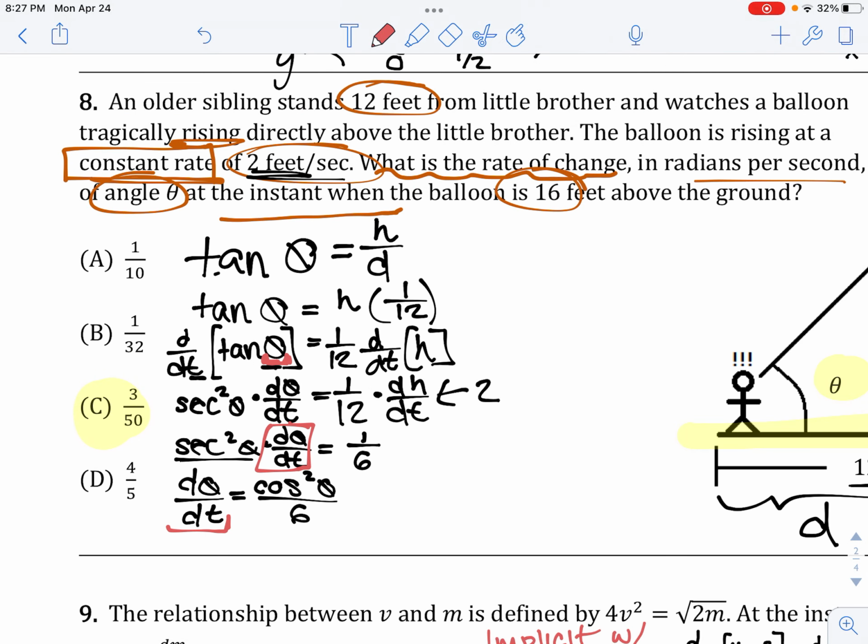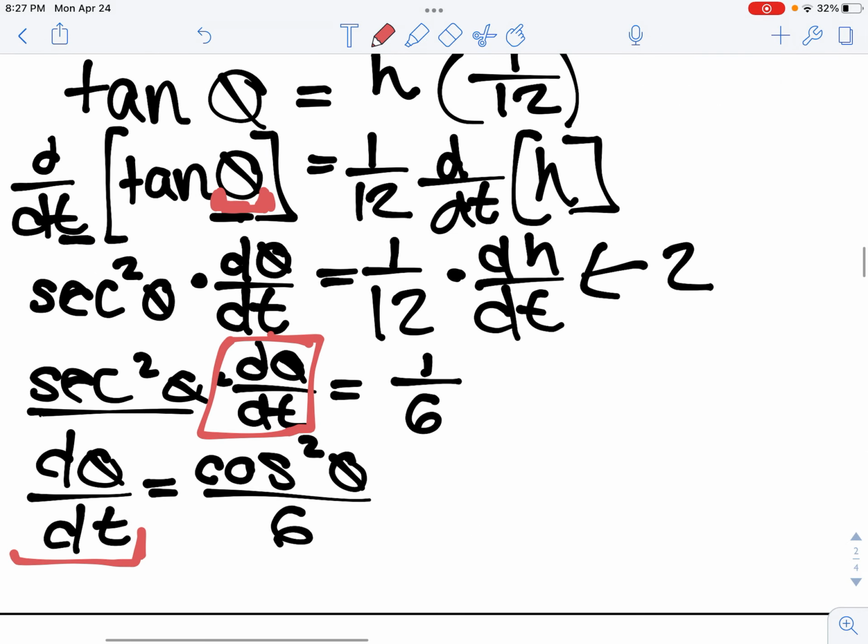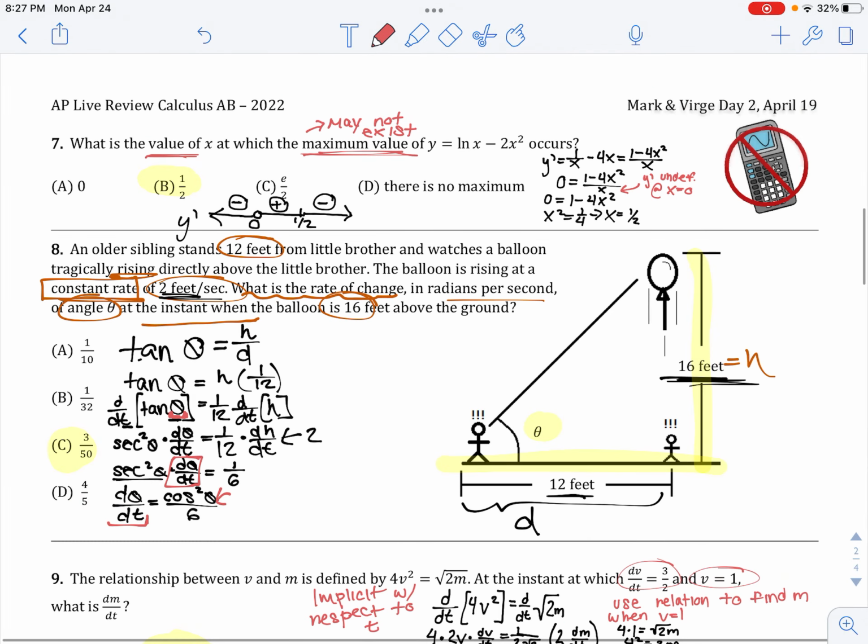Now, what stumps people is, well, there's still this theta here, right? And we don't know what theta is. It never tells us what theta is or what any of the angles are. So how would I be able to do that? Even if you knew theta, this is a non-calculator question. So how would you be able to find cosine squared theta without a calculator, unless it was one of the classic ones that we know what it is, like 30 or 60 or whatever, right? So how would we be able to do that?